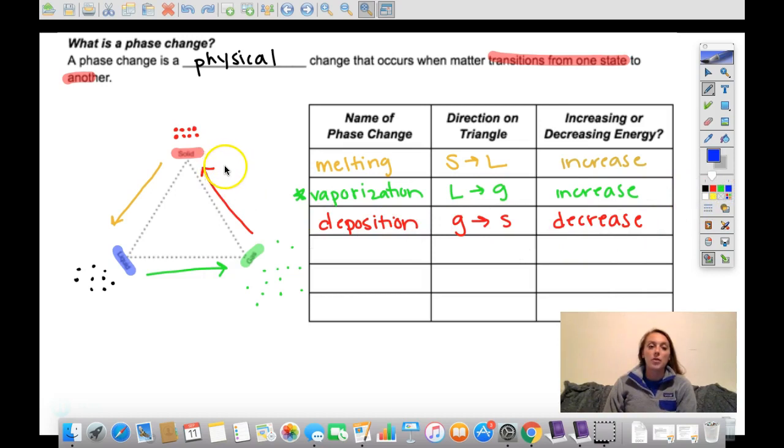Now we're going to go backwards, or counterclockwise. So we're going to talk about how to go from a solid to a gas. So we have a packed state of matter going to a more free-flowing one. In order to go from a solid to a gas, we're going to increase the temperature of the system because we're skipping a liquid state. And this is called sublimation.